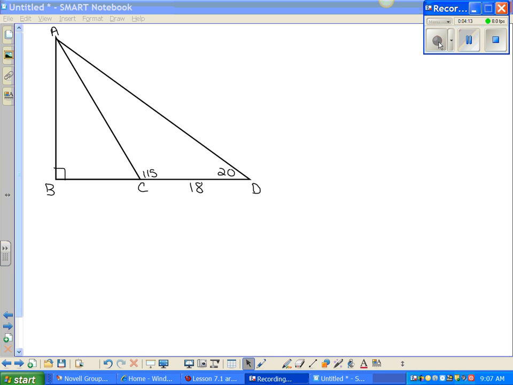You should have found all your missing angles by now, right? What did you get for angle CAD? 45. Okay. What did you get for angle BCA? 65. Good. How did you get that? Supplementary angles. Very good. Okay. What did you get for BAC? 25. And what did you get for BAD?